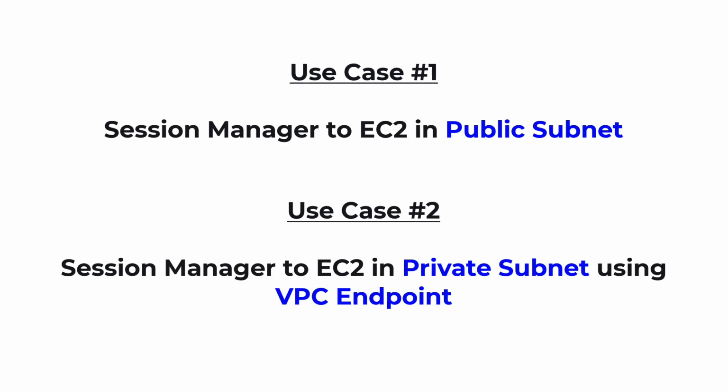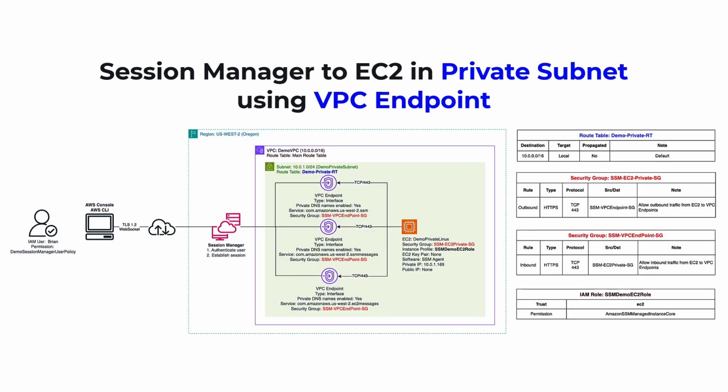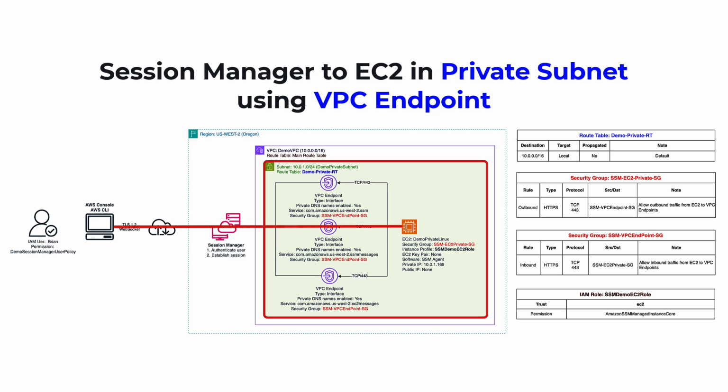There are 2 use cases we will build using Session Manager. First is connecting to an EC2 inside a public subnet from the internet using either AWS Console or AWS CLI. Second is connecting to an EC2 inside a private subnet using the Session Manager with VPC Endpoint.